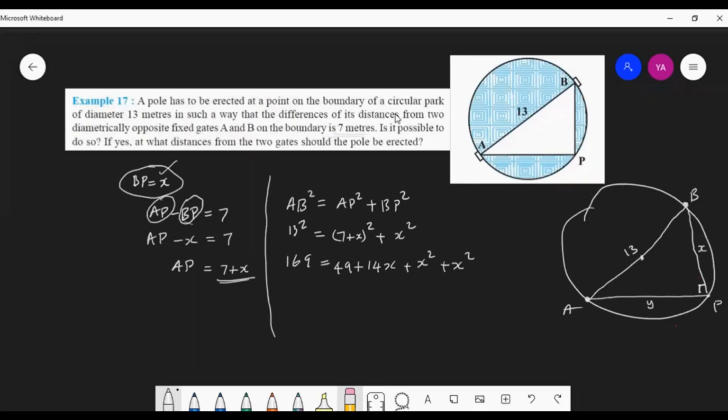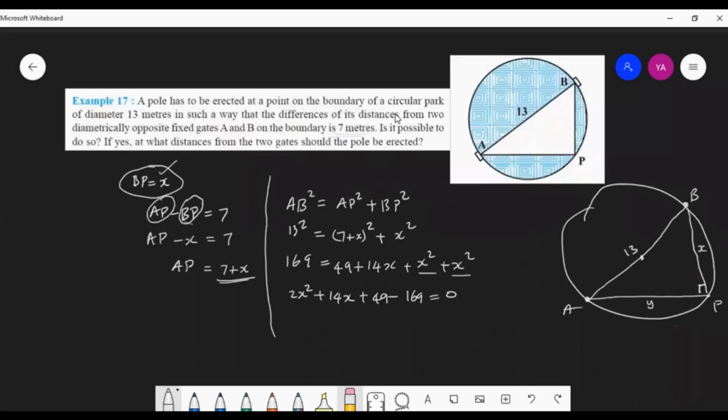Now you can move this 169 to the right side, where it becomes minus 169, and X square plus X square becomes 2X square. Writing the equation with LHS and RHS, you will get 2X square plus 14X, then this 49 is there, and also 169, when you shift the side, that will become minus 169 is equal to 0.